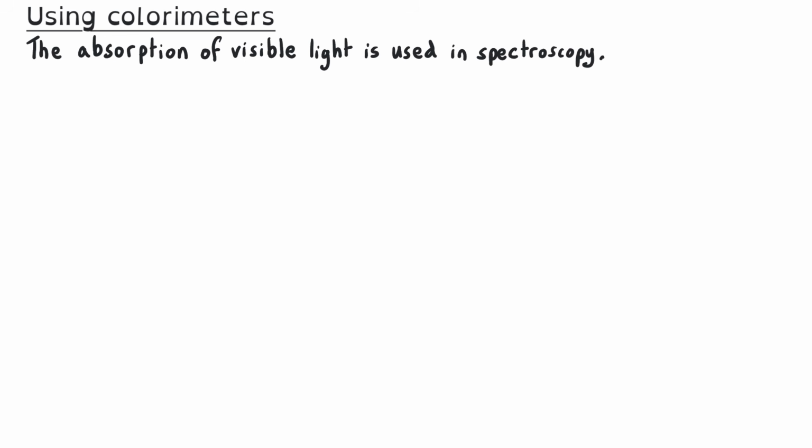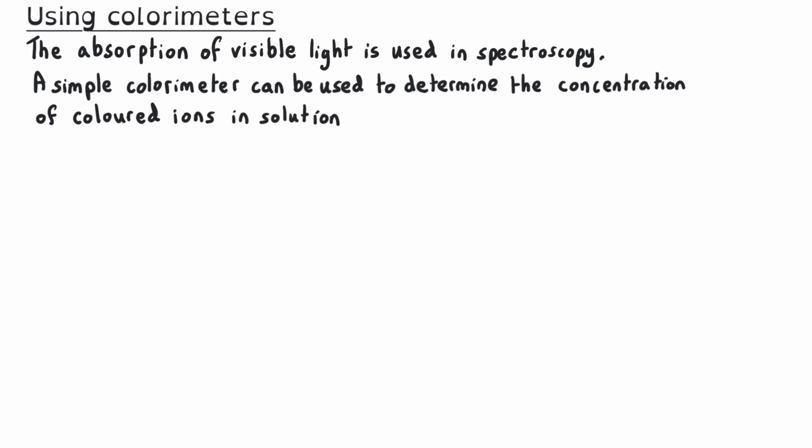As well as being able to see different colours of complexes with the naked eye, the absorption of visible light is used in spectroscopy. An example of this is the use of a colorimeter, which is a machine that measures the absorbance or transmittance of different frequencies of light. A simple colorimeter can be used to determine the concentration of coloured ions in solution, as well as to identify complexes and study their electronic structure.